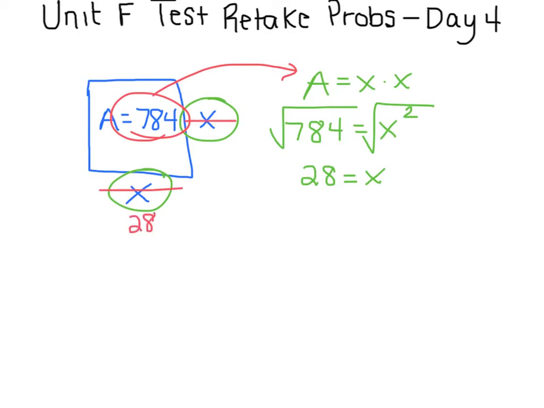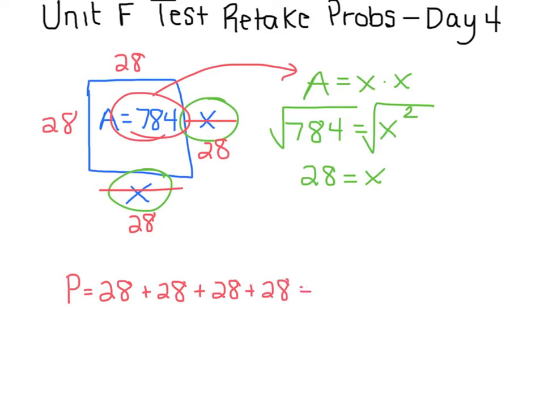But the question here says, what is the perimeter of the square? Well, perimeter would be the 4 sides added together. So that'd be 28, 28, 28, and 28. So to find perimeter, I would do 28 plus 28 plus 28 plus 28. Or you could also think of it as 28 times 4. And you end up with 112. So that would be 112 millimeters.